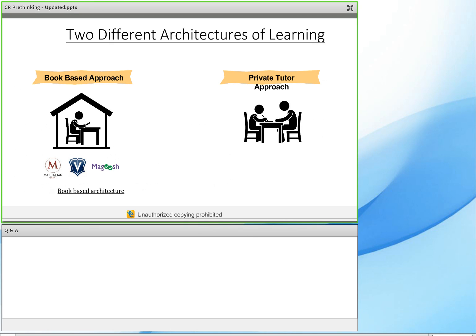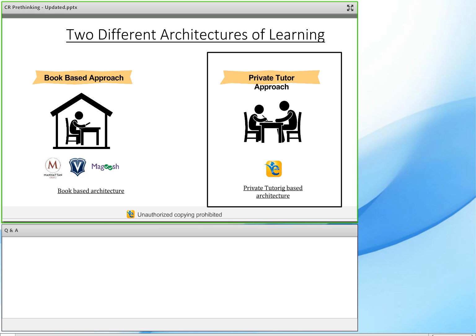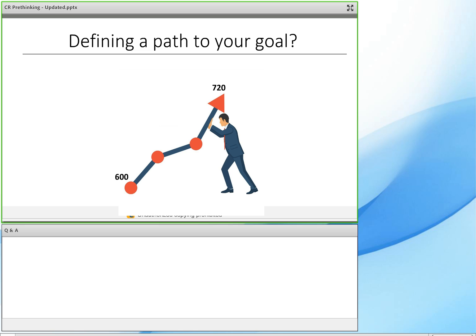So let's see why we say that most of the other prep companies are built around this book-based approach, whereas e-GMAT is built around this private tutoring-based architecture. We'll start with creating the plan to your path to your goal. And again, as I said, we'll go from a 600 to a 720 score. So if you're an e-GMAT student, how do you go about doing that?